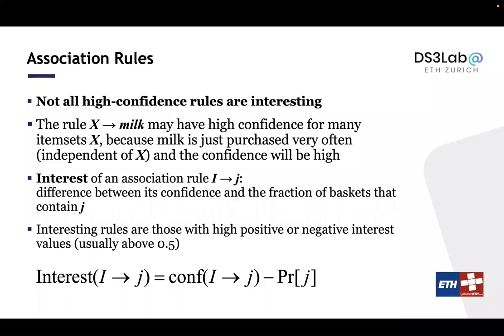In this case, if you say I have milk, a very popular item, no matter what happened, every single customer always buys milk. So the probability of J, of milk, will equal 1, because all the transactions contain milk. On the left-hand side, the confidence will also be 1. So the interest of this rule will be 0. This simply means that it doesn't matter whether I know this customer bought X or not. It doesn't matter whether I know it or not, my confidence on whether this customer will buy milk will not change.